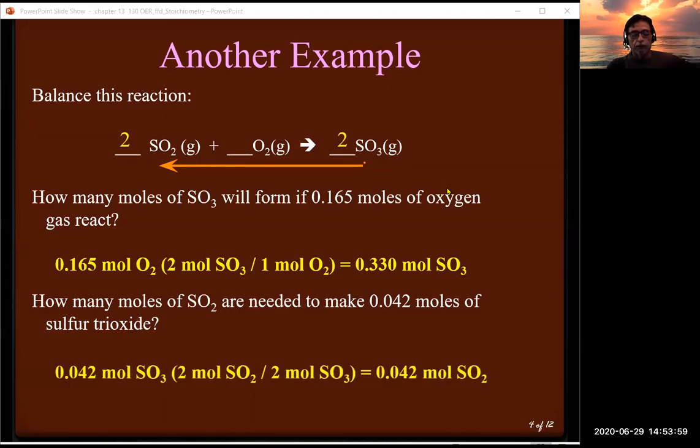So we write down what we're given, 0.042 moles of sulfur trioxide, and it's a 2-to-2 relationship, or a 1-to-1. So that means that I need the same amount of sulfur dioxide to begin with in moles. Keep in mind, we're still at the moles, but the next obvious step would be to calculate grams.